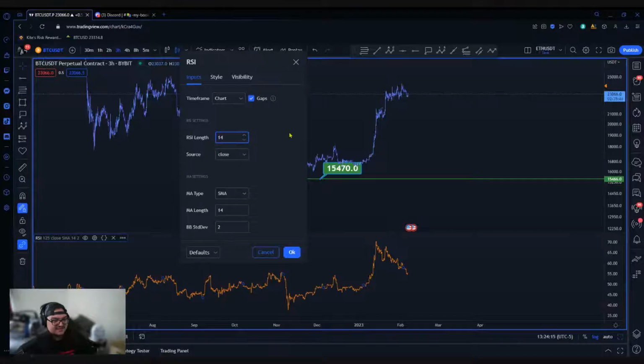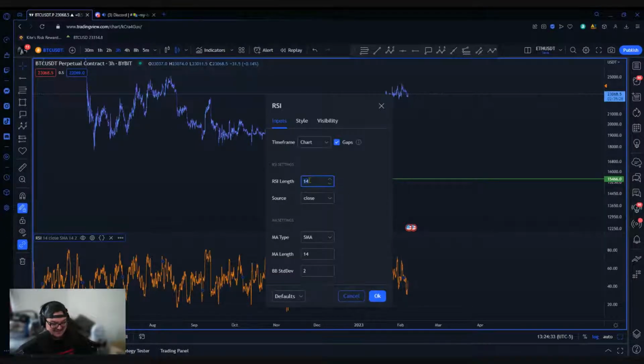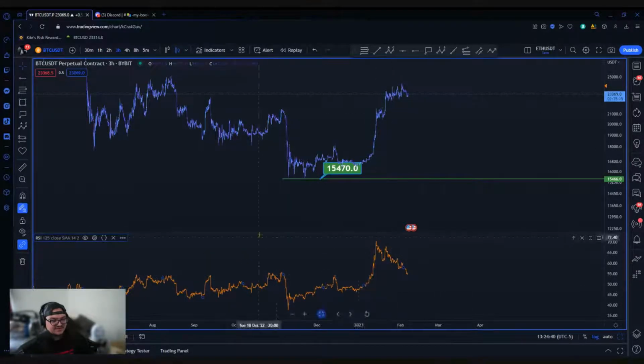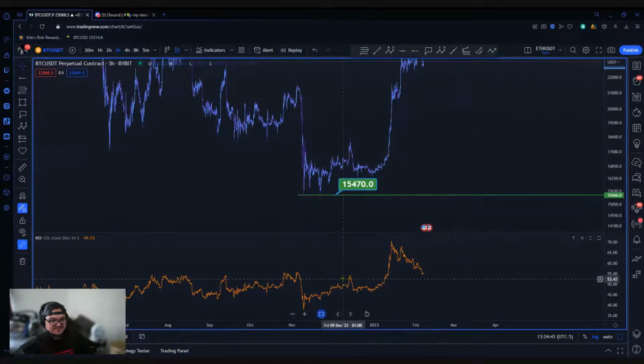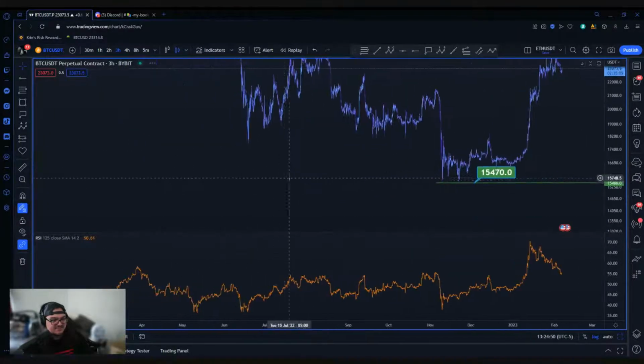So the problem is when you're looking at the RSI from the regular standard input of 14, this looks like a terrible EKG chart. Like your heart rate is all over the place. How are you supposed to determine what's going on with this? That's when you're in shorts and longs constantly. Exactly. My favorite solution on how to fix this is you change the RSI from 14 to 125. What this does is it clears up the RSI and it looks a lot more like price action, but it'll give you divergences in places that matter more.